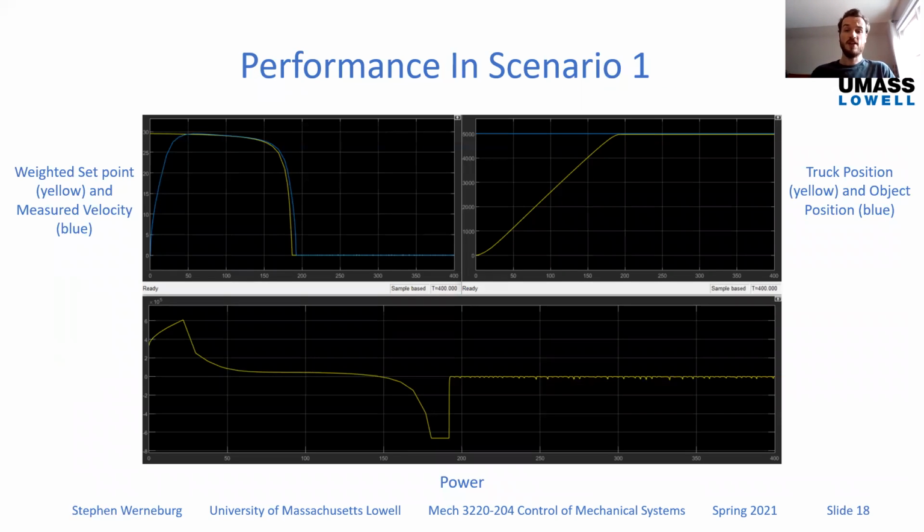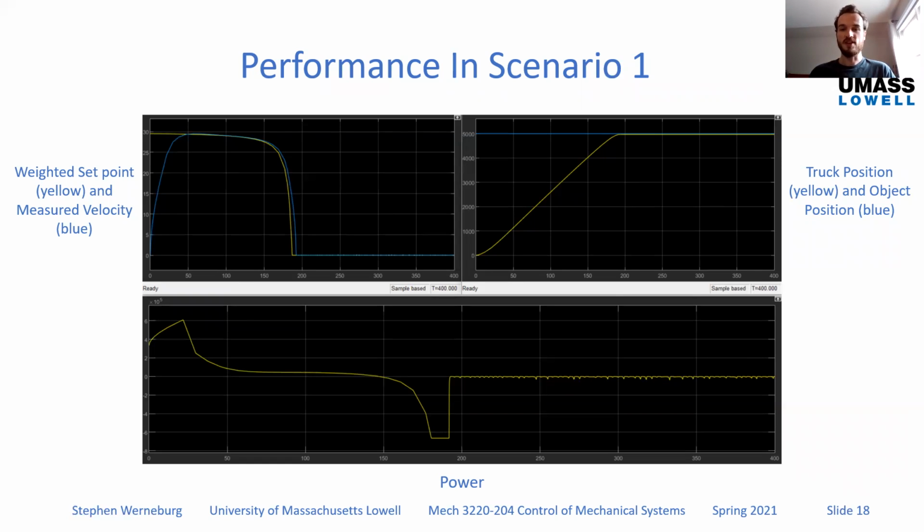And so now I have 4 scenarios that I put the vehicle through, given this final controller, to make sure that everything's good. I also use these scenarios to tune the controller. So here is the truck pulling up on a stopped object. On the top right, you see the object's position in blue and the truck's position in yellow. Top left is the set point in yellow and the truck's velocity in blue. And on the bottom, we just have the power.